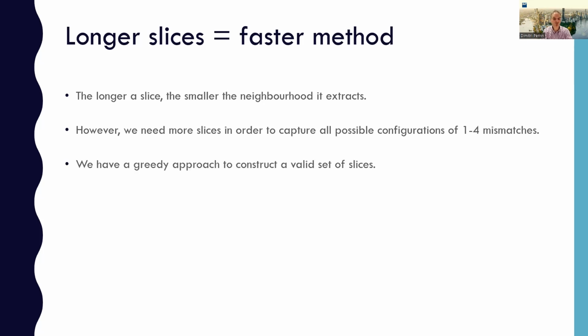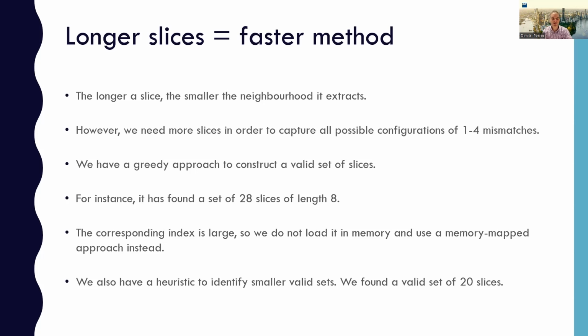So we developed a greedy approach that constructs a set of slices that is guaranteed to be valid. And by valid, what we mean is that it guarantees that all the configurations of 1 to 4 mismatches are going to be captured. For instance, if we set k equal to 8, we're able to construct a valid set of 28 slices of length 8 that are going to capture all configurations of 1 to 4 mismatches. And for each of these 28 slices, the neighborhood is much smaller than for slices of length 4. In parallel, we're also working on trying to identify smaller sets of slices.